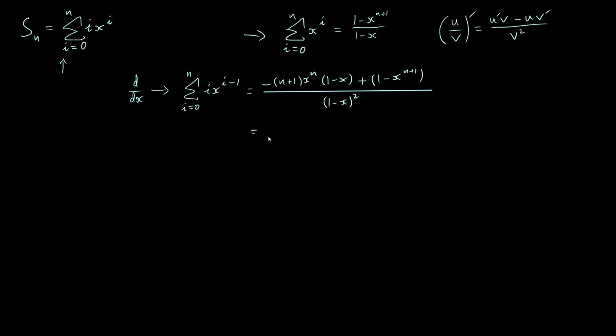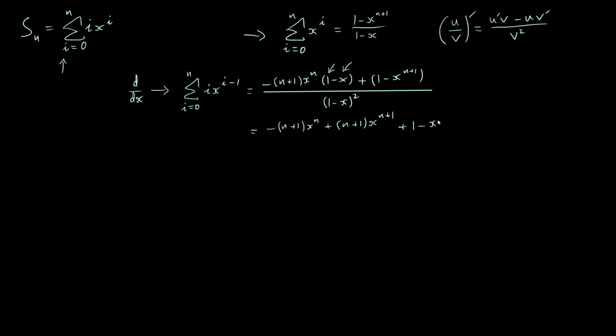So let's just tidy up this expression a bit, right? From this first term, let's expand that out into two terms. So looking at this 1 here, we get minus (n plus 1) x to the n. And then looking at this minus x, we get another term which is going to be plus (n plus 1) x to the n plus 1. And then this stuff at the end of the numerator is still around.